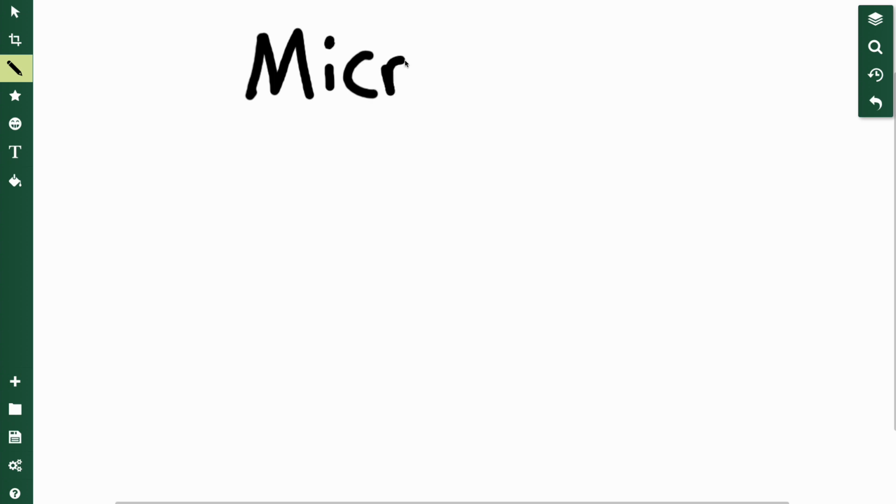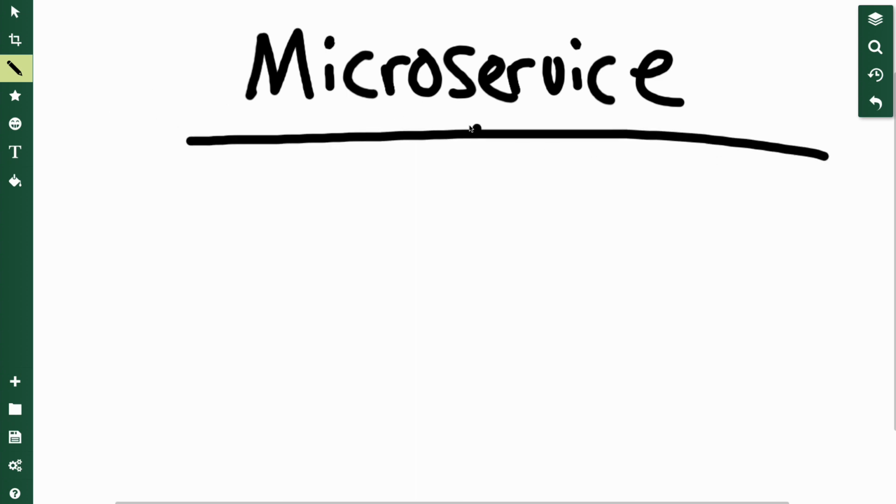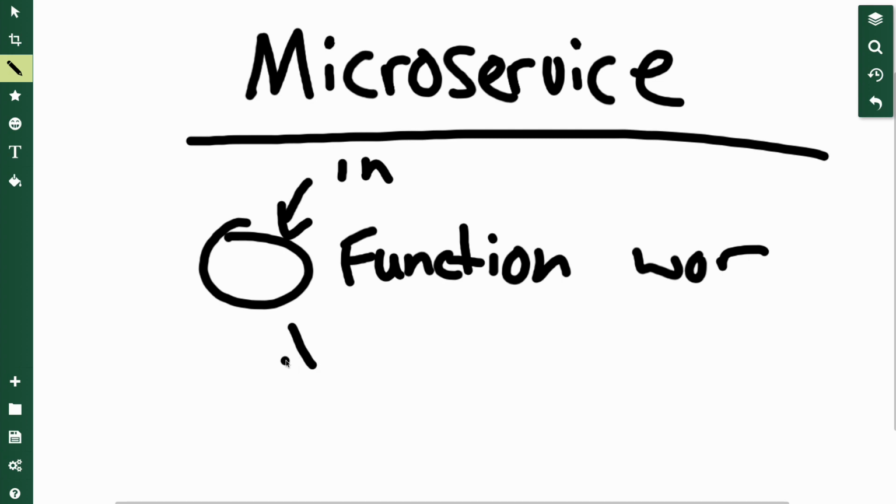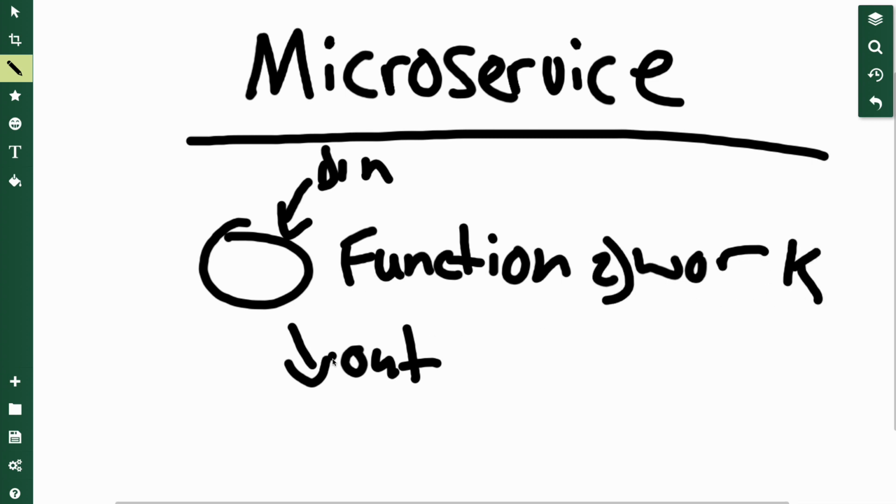So if we go to microservice here, what we want to do is we have a function again, and that's the unit of work that we want to do the same thing. We want to have an input, and we want to have the work, and then we want to have an output. And really it's pretty straightforward to do this. This is step one, we'll call this the work. This is step two, and this is step three.